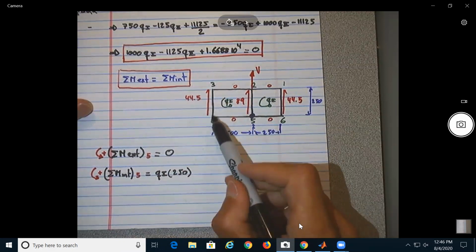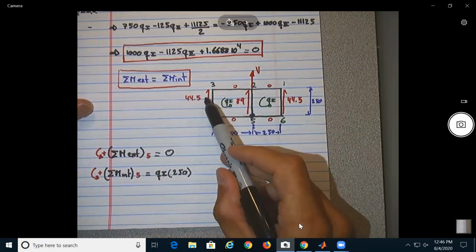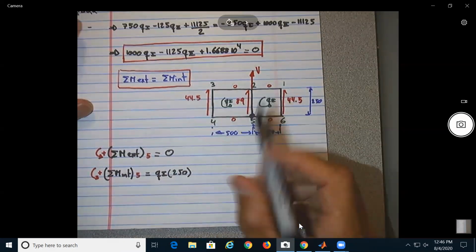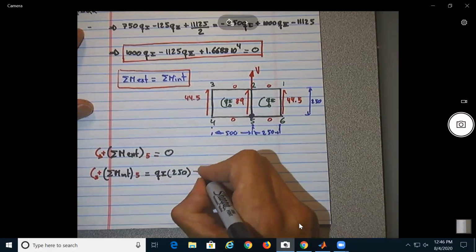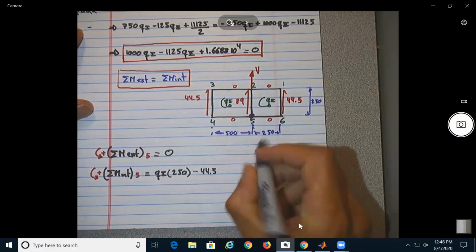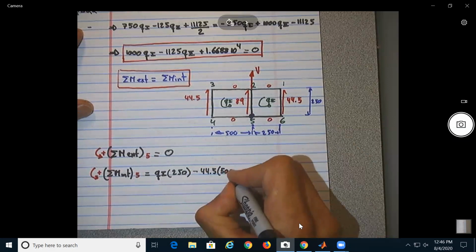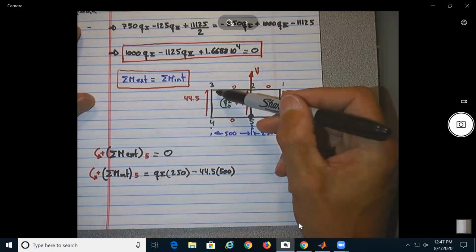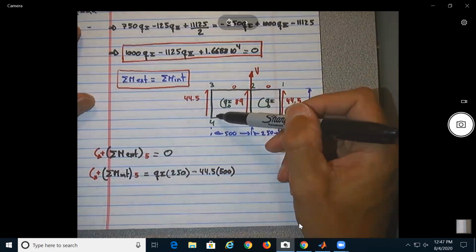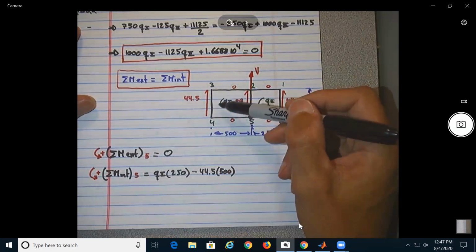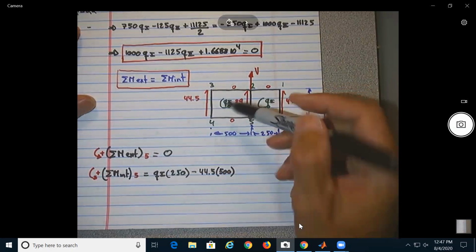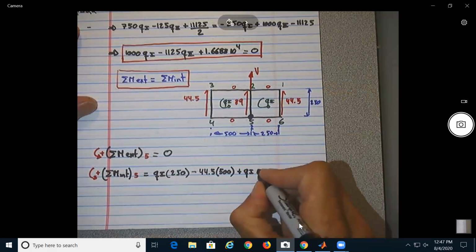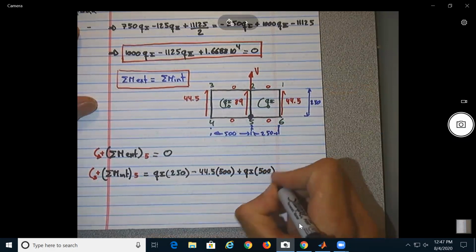Now, what would be 3, 4? The 44.5 here will be creating a clockwise moment, so that should be negative, so minus 44.5. What would be the arm? 500, no? But now let's not forget that between 3 and 4 we also have Q1. Q1 will be creating a counterclockwise moment, so plus Q1 times 500.